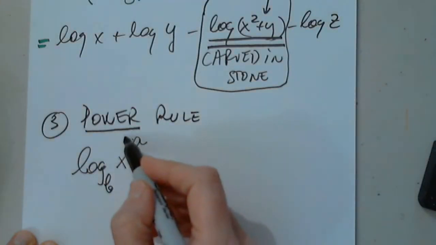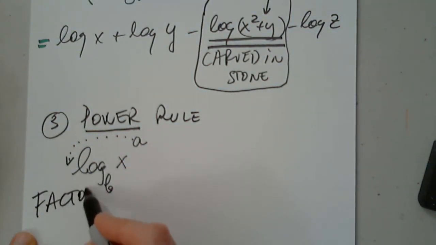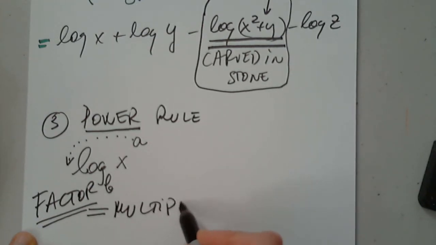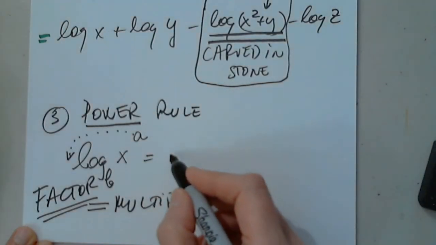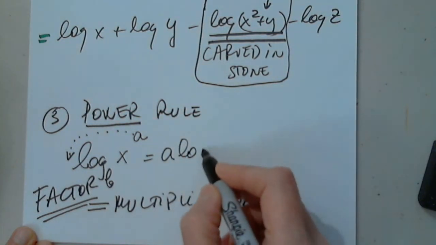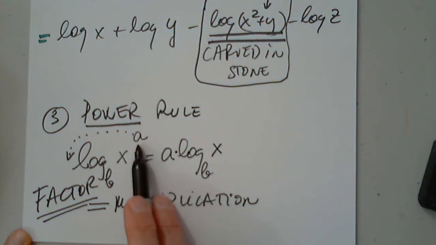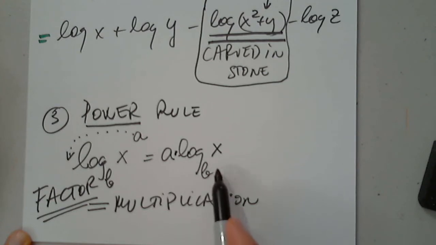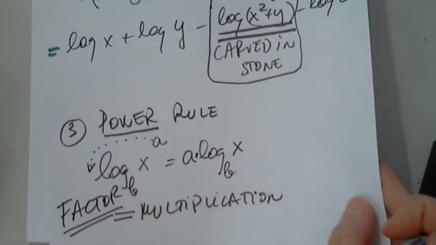rule. This power goes in front as a factor. Factor means multiplication. So please don't write a plus. It has to be a times log base b of x. Multiplication. A becomes a factor, which means multiplies log base b of x. So here is an example.